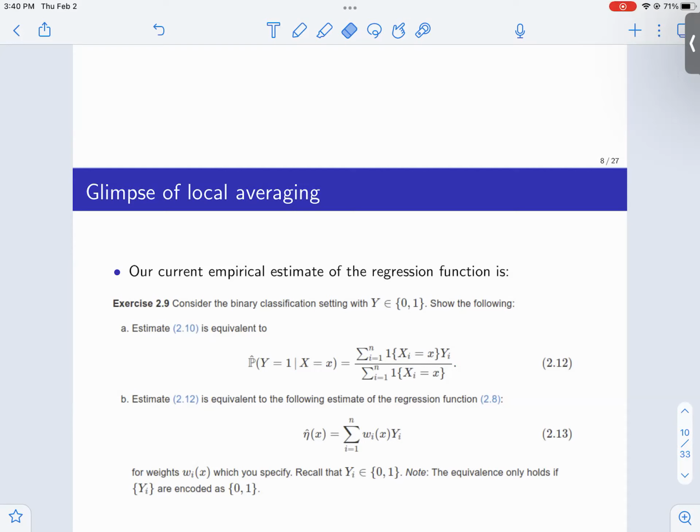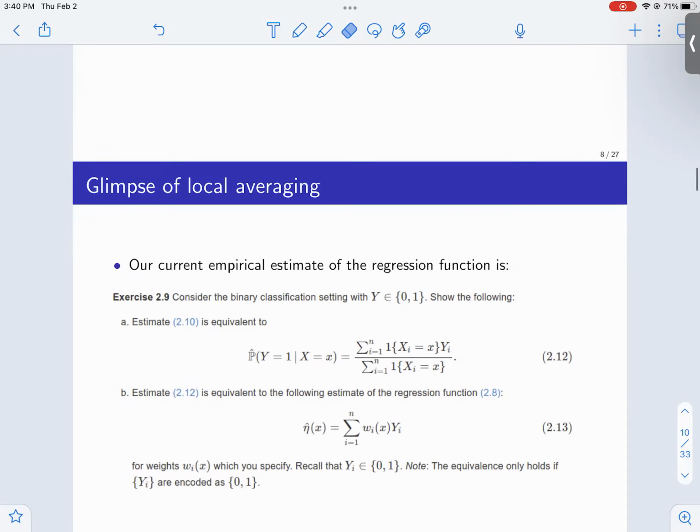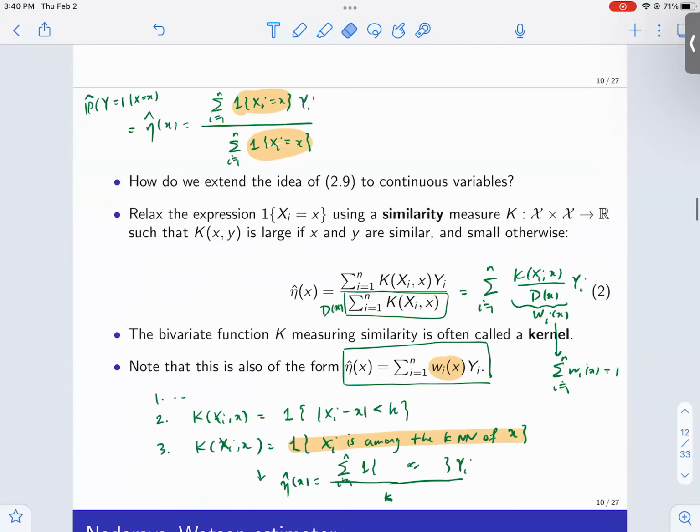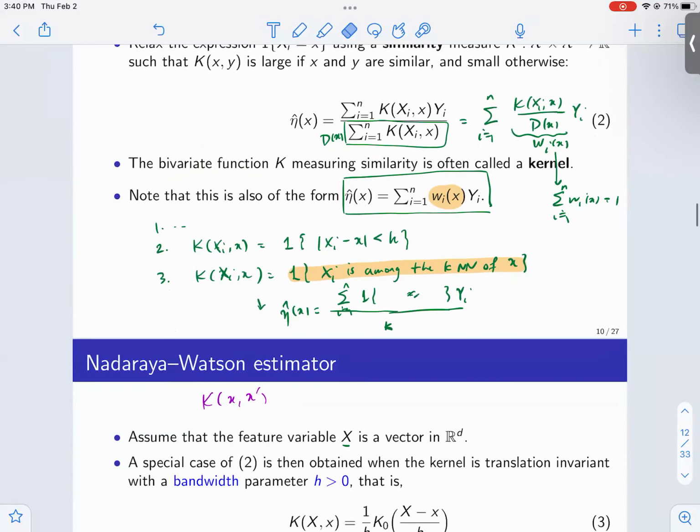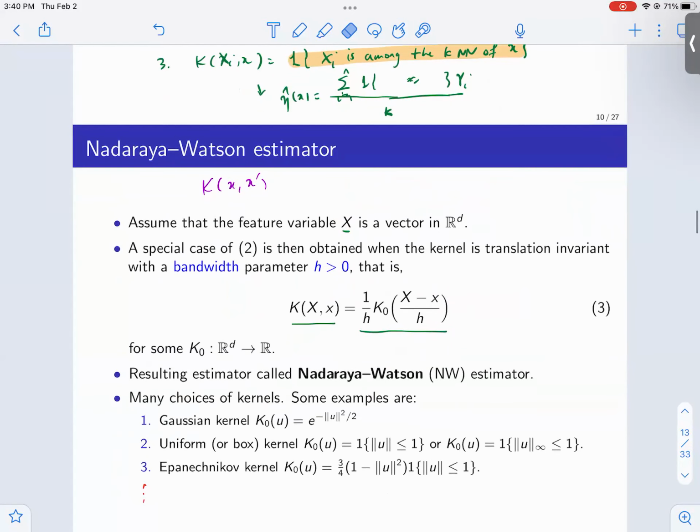In the different types of kernels, what does the variable u stand for? Can you say that again? What does the variable u represent for the different types of kernels? Oh, you're talking about this. Oh, that's a dummy variable.